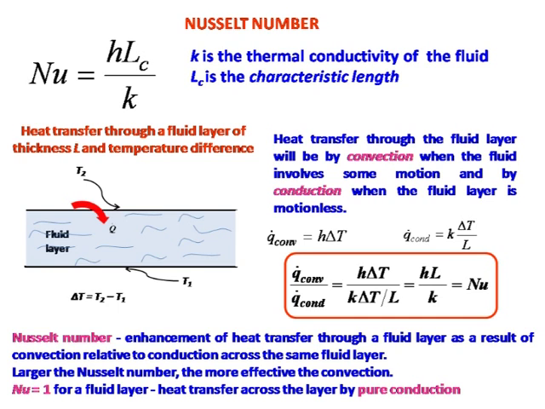So, this is essentially the definition. Heat transfer through the fluid layer will be by convection when the fluid involves some motion, and conduction when it is motionless. So, Nusselt number represents enhancement of heat transfer through a fluid layer as a result of convection relative to conduction. Larger the Nusselt number, more effective is convection. Nu equal to 1 for a fluid layer means the heat transfer is by pure conduction.